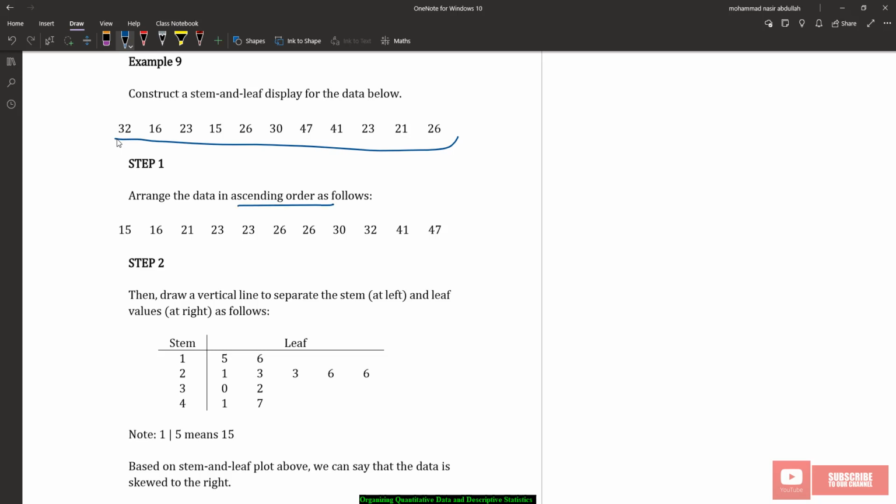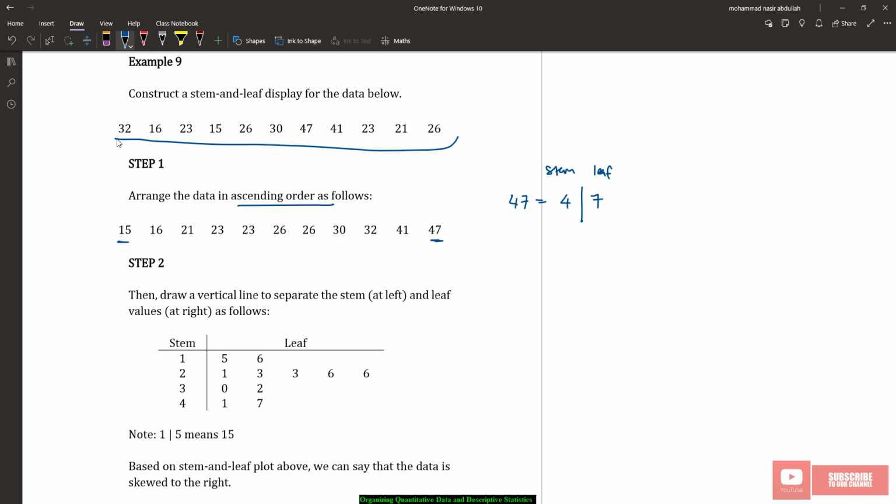So it's easier for us to see, right? We arrange the data in ascending order from the smallest value to the highest value. Now, next step, we split the data. Let's say we look at all of these, we have only two digits. So we choose, let's say, 47 to be 4|7. 4 is the stem, 7 is going to be the leaf.